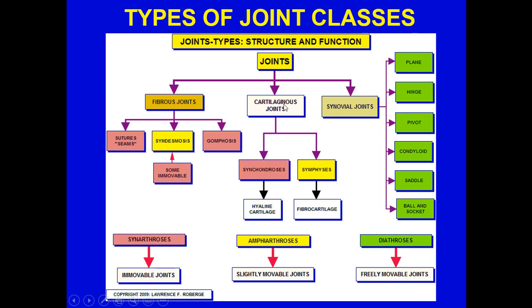When we get over to the cartilaginous, yep, they have cartilage. So you have the synchondroses, which contain hyaline cartilage. They're immovable. But the symphyses have fibrocartilage, and therefore they're going to be slightly movable. As I said before, we have the synovial joints, which we'll get into. Those are freely movable joints.